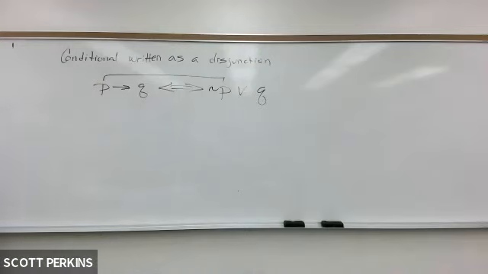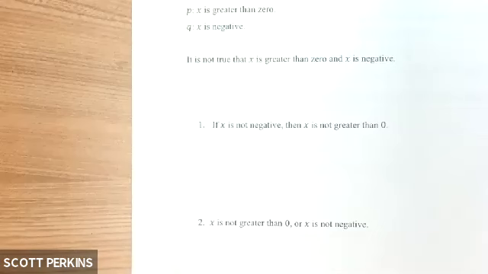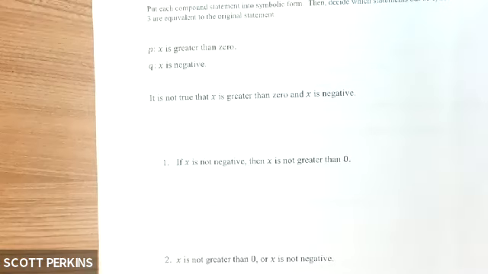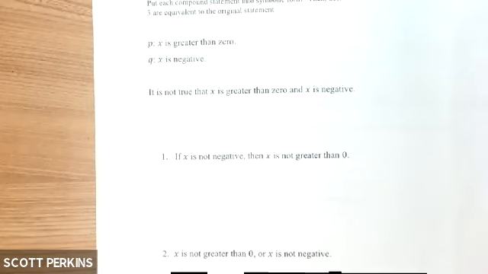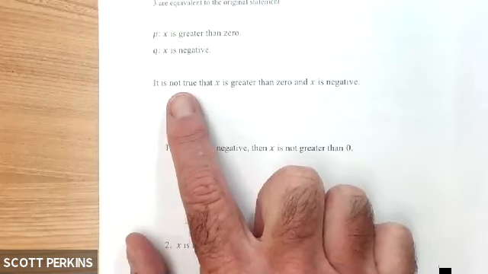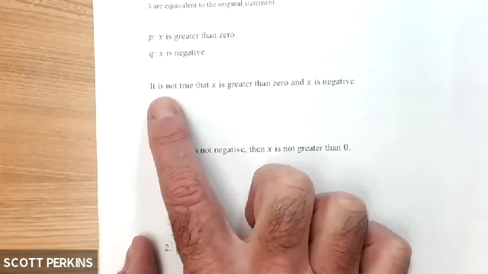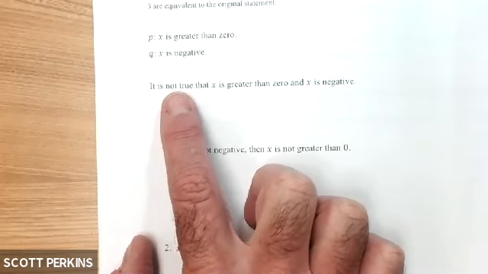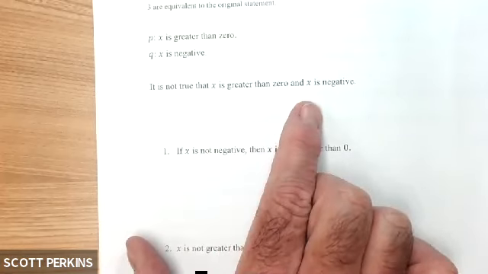So the last thing that we are going to do together from this section is I gave you two sheets when you walked in, or if you're watching the video, there were two sheets that you could print off for this section. And so turn your attention to the second one, please. Notice on this problem, I have already defined the simple statements for you to save us a little time. What we're going to do is determine which of the following three statements are equivalent to the given statement. The given statement, where my finger is right below the simple statements, is it is not true that x is greater than 0 and x is negative.